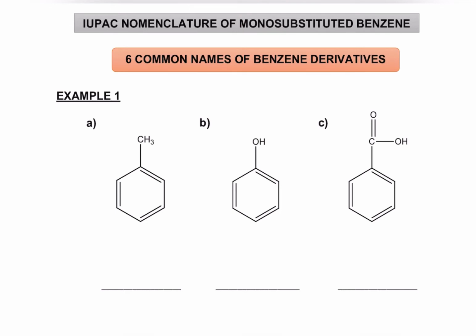So there are 6 common names of benzene derivatives that you have to know. The first one is structure A, benzene attached to methyl group. This one will be called toluene. Another name that you can call it based on IUPAC nomenclature is methyl benzene.